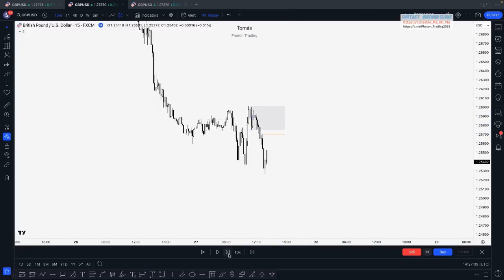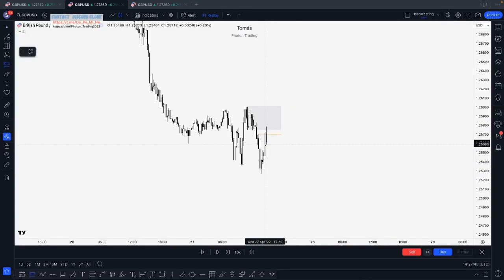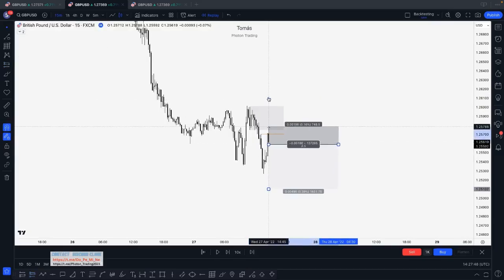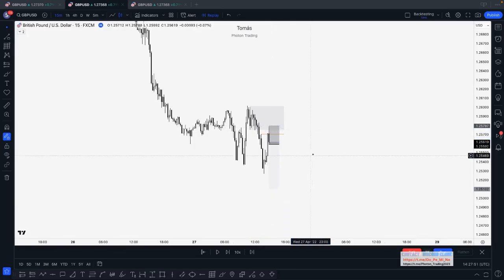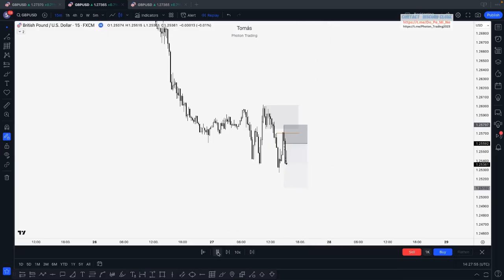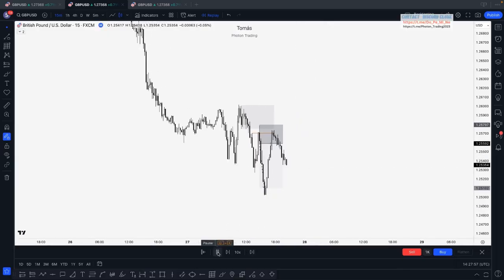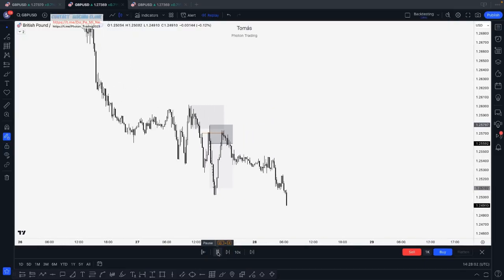So let's see. Price mitigates the POI. The moment it mitigates the POI, I immediately set the entry. You can give a little buffer, guys, up to you. You need to test and see what works. And that's the power of the LC1.